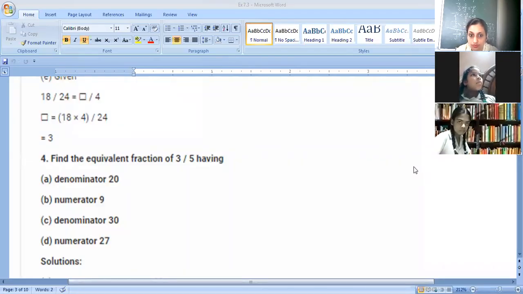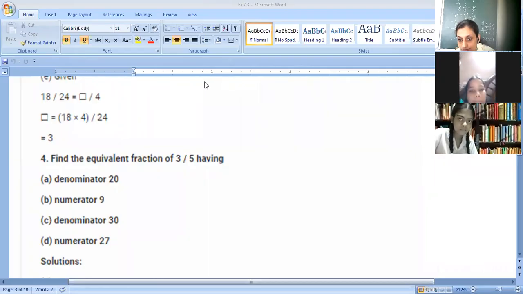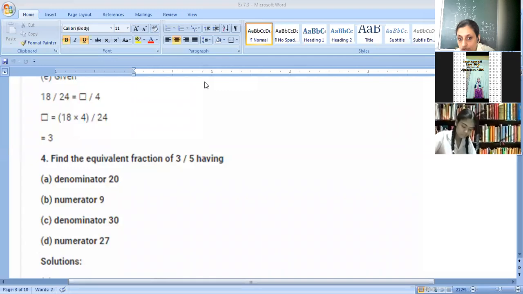Ma'am, if we want to get denominator 20, what are you going to do? Speak in English, Anish. With which number you are going to multiply if you want the denominator 20? Ma'am, we will multiply 5 by 4, 20 will come as the denominator. And ma'am, with the same number we will multiply 3. So you are going to multiply 3 by 5 with the number 4 by 4.